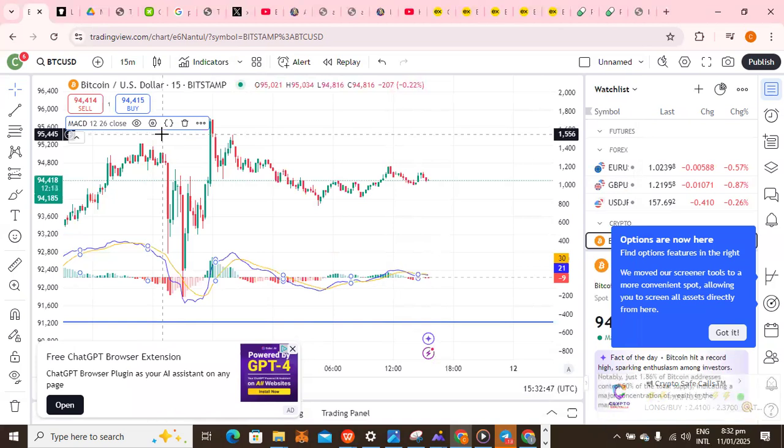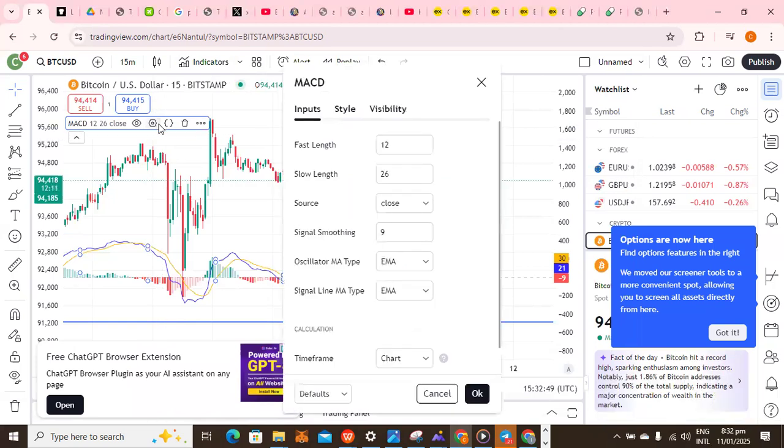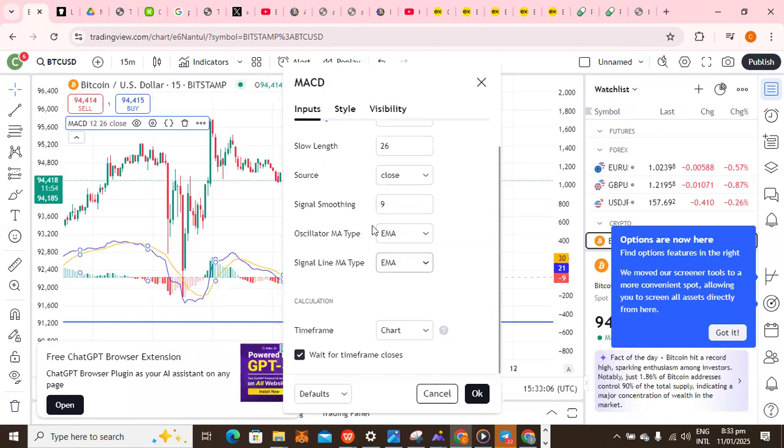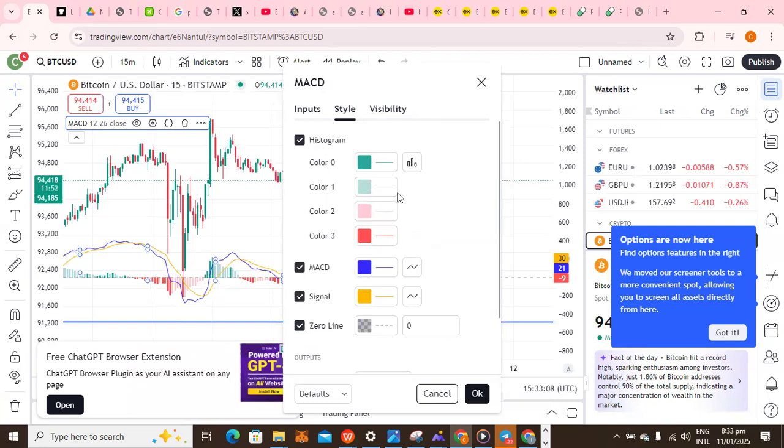Then go here and select the fast length, and make sure that the fast length is set at 12. The slow length is set at 26. Signal smoothing is set as 9 and source is set at close. And the rest of them would be normal. Both are going to be EMA, and for the style, you can choose whatever color you want. The blue line is the most important one.